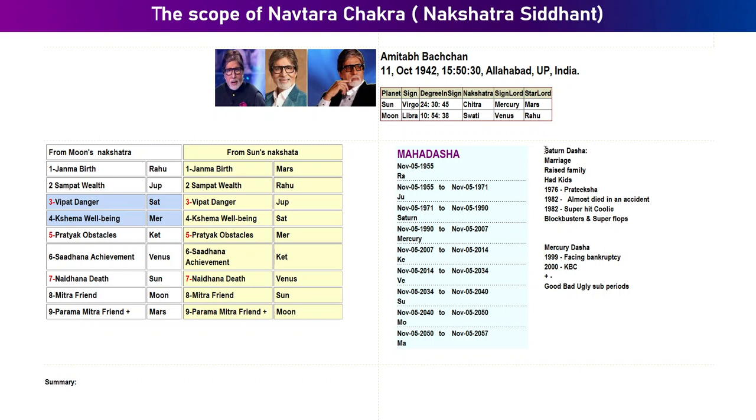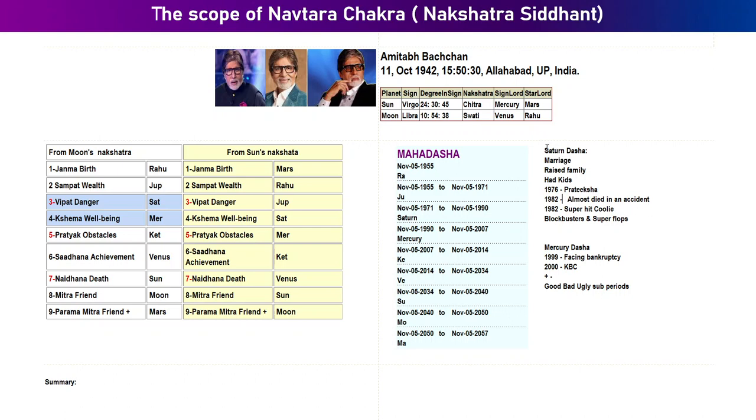Now, if you look at the various things that happened during the Saturn dasha, he got married at that time, he raised his family, he had kids, and he also bought the iconic bungalow, the Pratiksha. And in 1982 he had a very bad accident, and he was almost going to die while he was shooting for the film Coolie. And in 1982 the same film was also released. By that time he was discharged from the hospital.